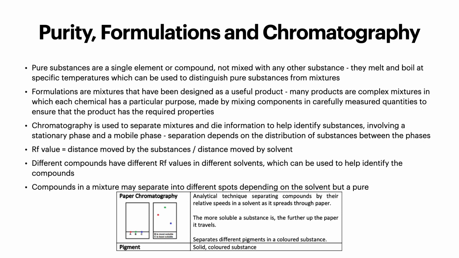Chromatography is used to separate mixtures and provide information to help identify substances, involving a stationary phase and a mobile phase. So separation depends on the distribution of substances between the phases. Then we have an Rf value. This is the distance moved by the substance divided by the distance moved by the solvent. Different compounds have different Rf values in different solvents, which can be used to help identify the compound.